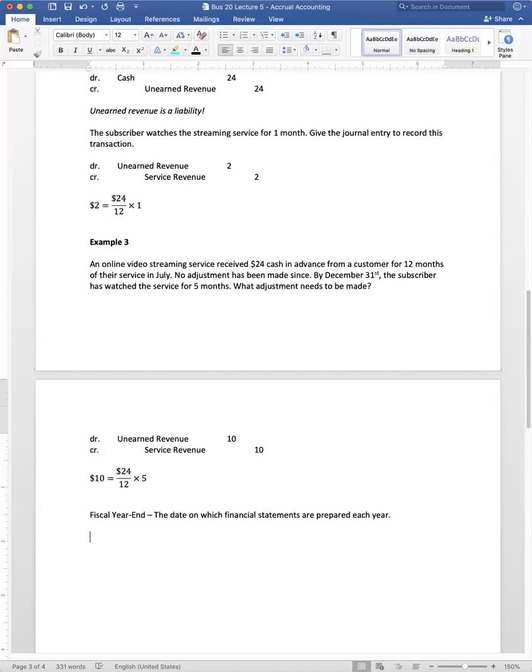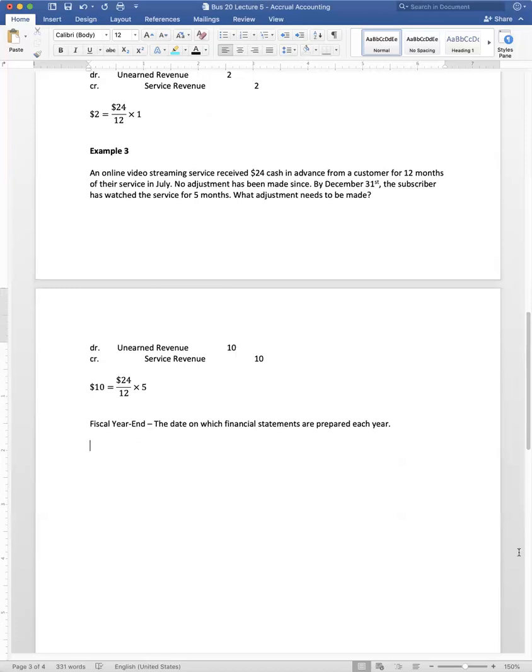So different companies have different needs for their year end. About half of companies pick December 31st. The rest usually pick the end of a different month. Now, regardless of which month you choose, you're going to have to prepare your financial statements. And if you've been skipping journal entries, if you've been a little lazy about your accounting, then you're going to need to catch up at year end.